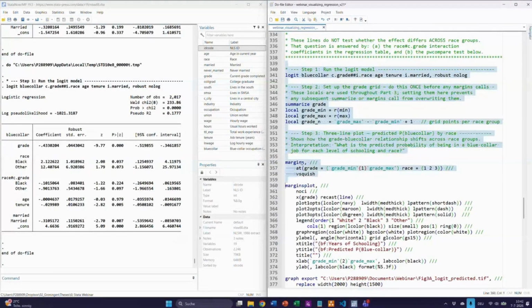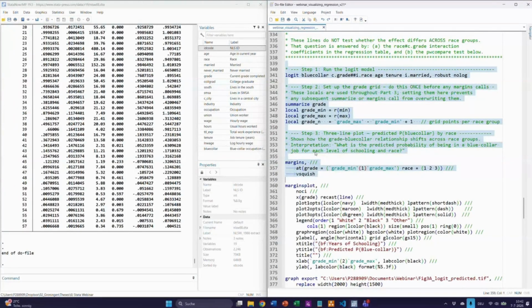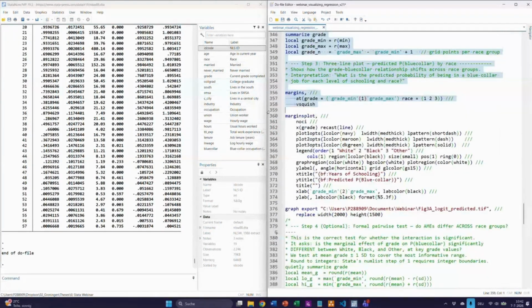Let's take a look at the results. Then these things become a little clearer. I now computed my margins again. And as before, I have my margins plot with a few options, labels, titles, beautification.